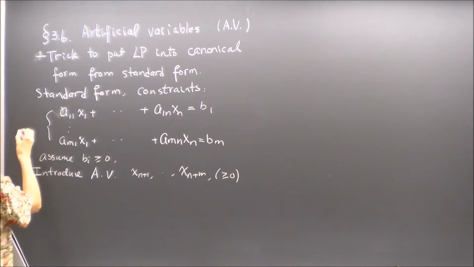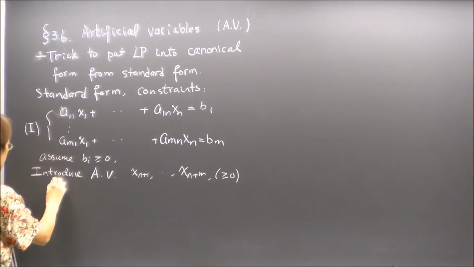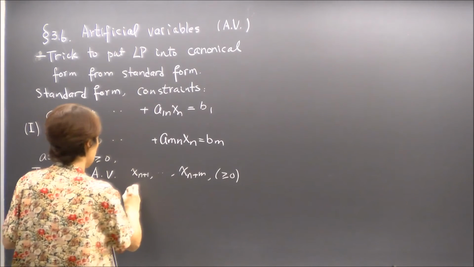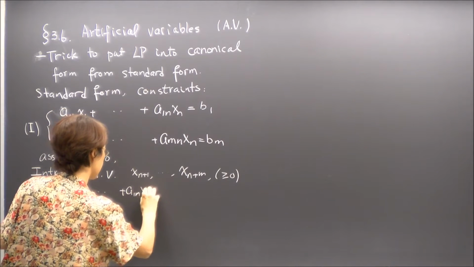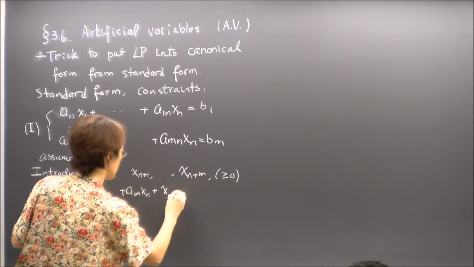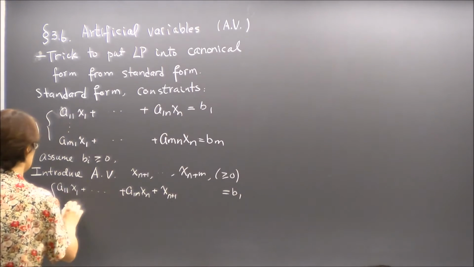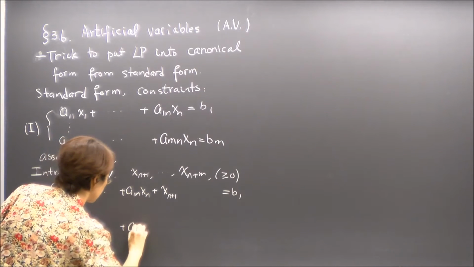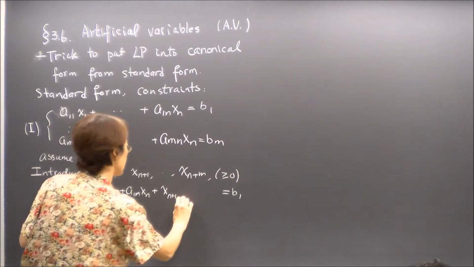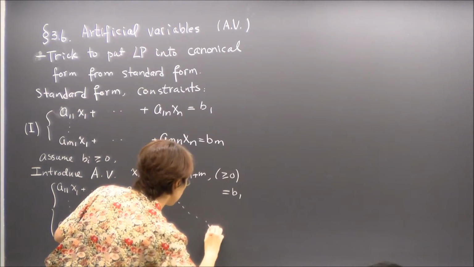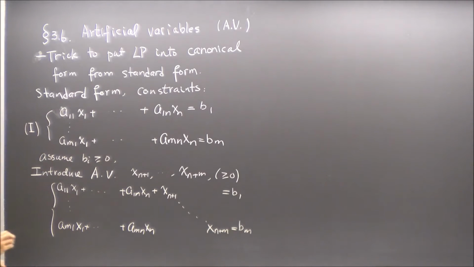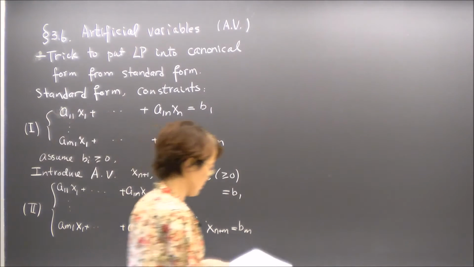Is it okay? So let's call this constraint set 1, and I have a second set of constraints, which is A11 x1 and so on. The first n terms are the same, and I just add 1 more, x_{n+1}, that equals b1, and then the last one, am1 x1 is not changed, and this will be going down diagonally by the way we write it, x_{n+m} equals bm. Okay, so let's call this set of constraints equations system number 2.